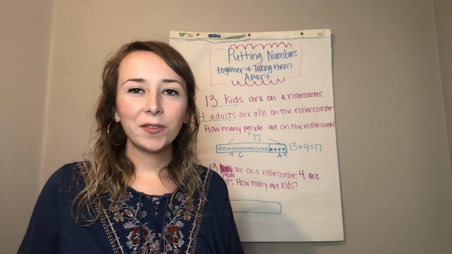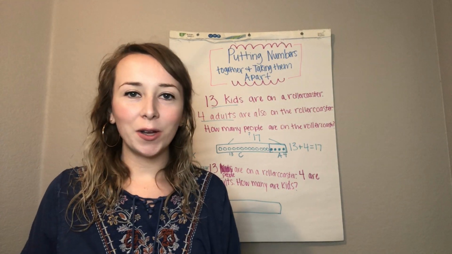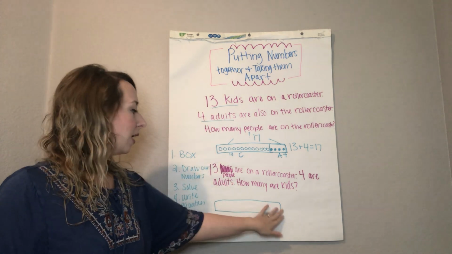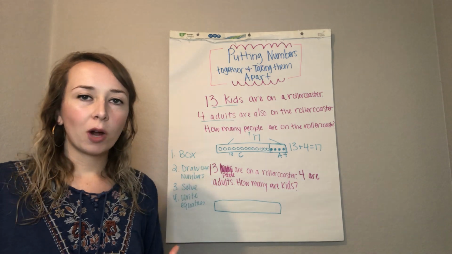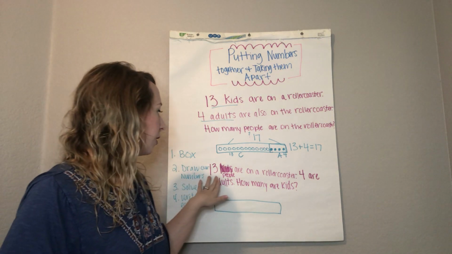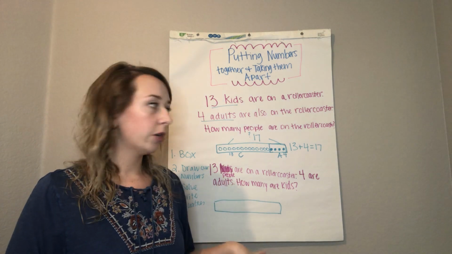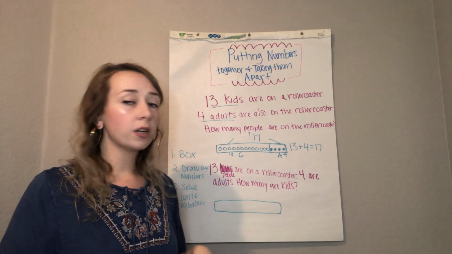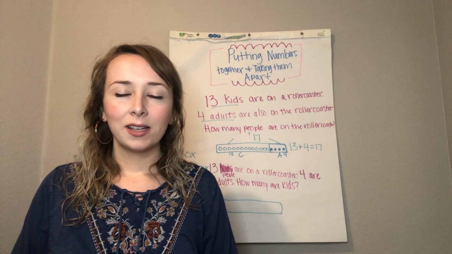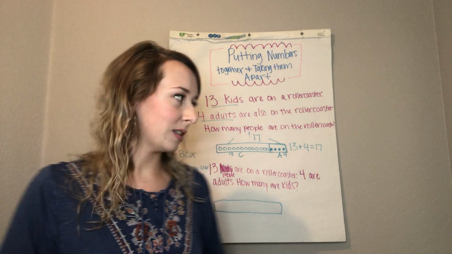All right, friends, I hope I've given you enough time. If not, you can pause Mrs. Gordon and come back to the video. So step one was to draw our box. Now, I'm gonna reread this problem again so that we have a fresh mind on what we're working on. So it says 13 people are on a roller coaster. 4 are adults. So how many of the people are kids? So this is a subtraction problem like we discussed.